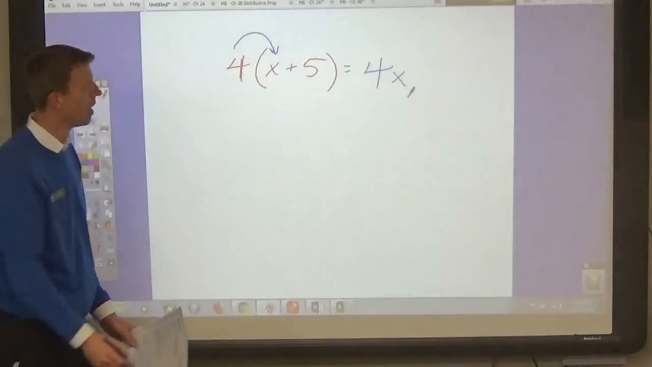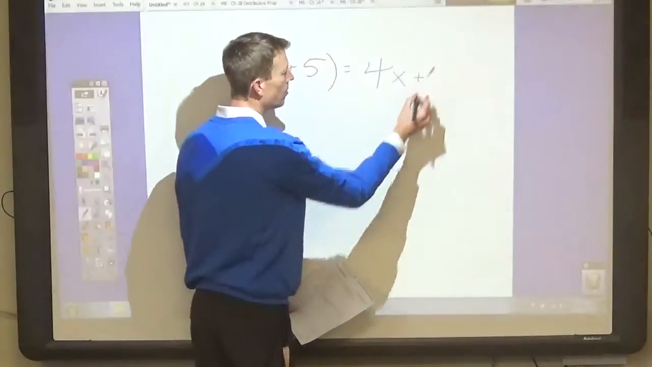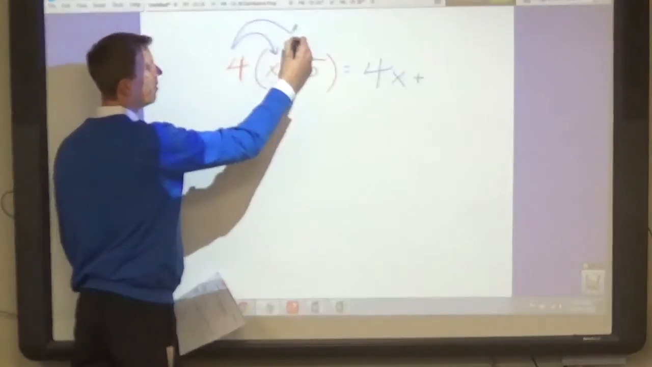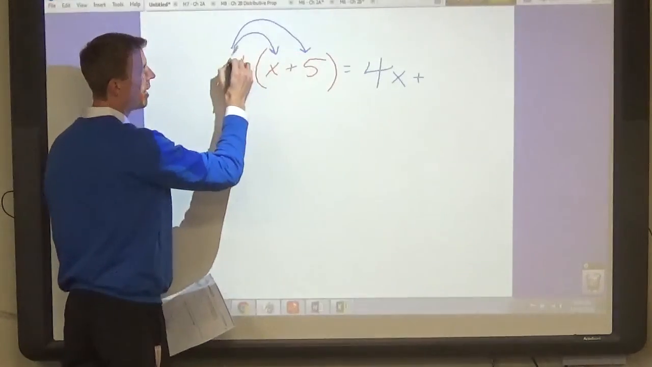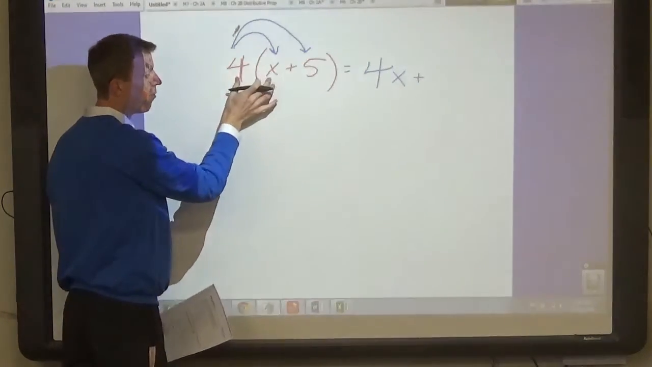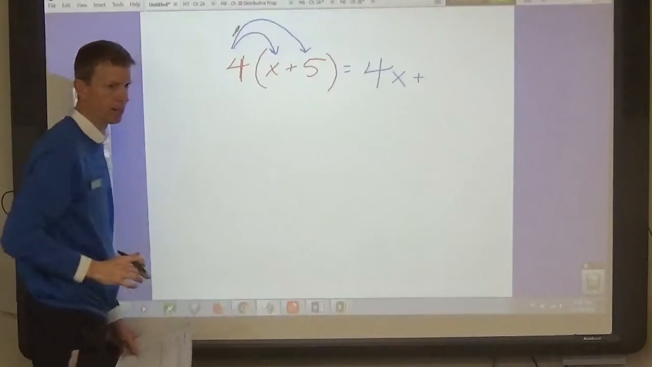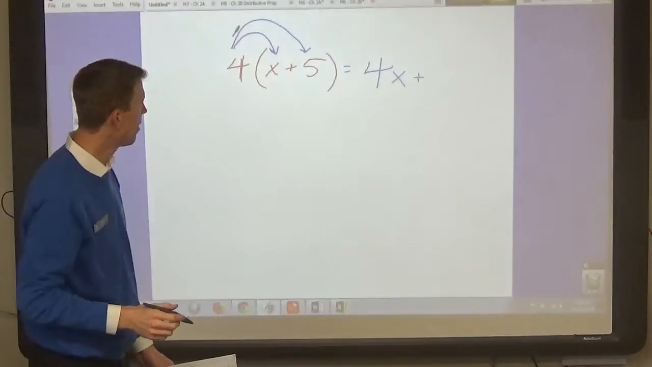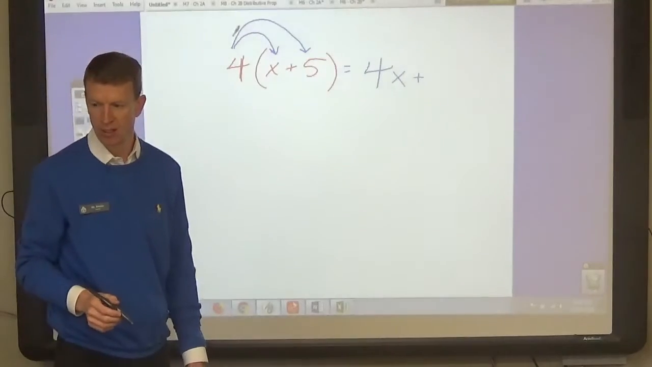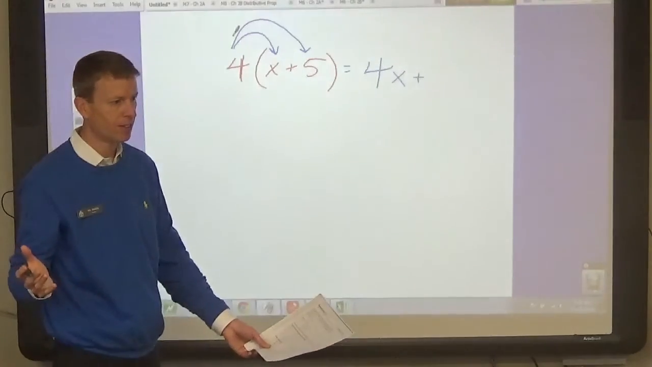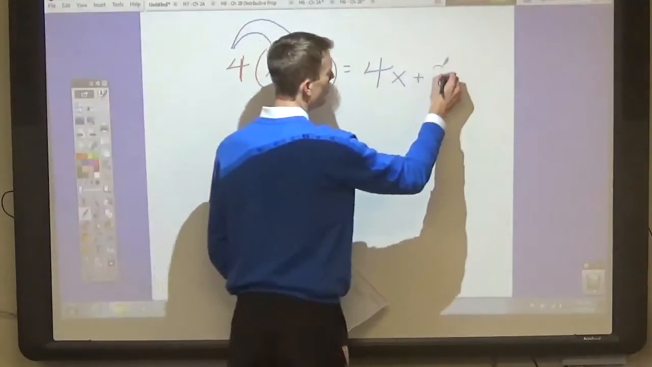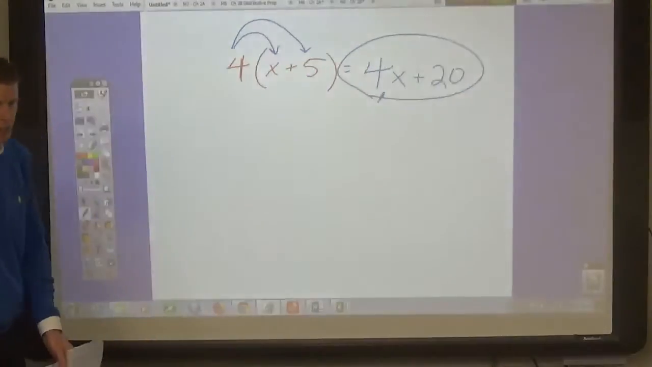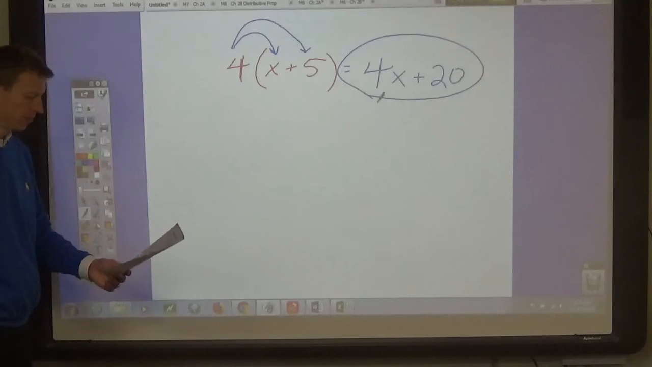Plus. And then put the plus sign, and draw the other arrow because we have to multiply the 4 times everything, times all the terms in the parentheses. So we have to do 4 times 5 also. What's 4 times 5? 20. So this is the answer. This is simplified. That's what was on the line.